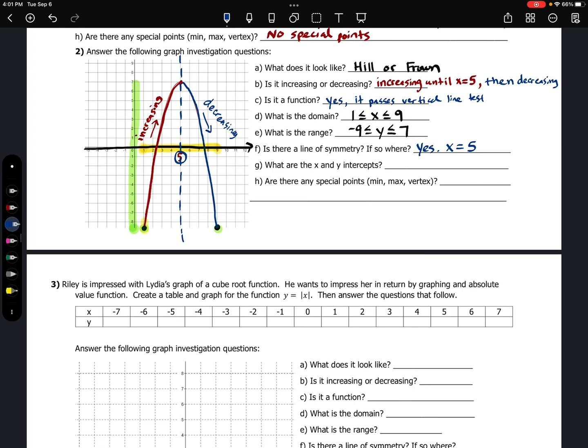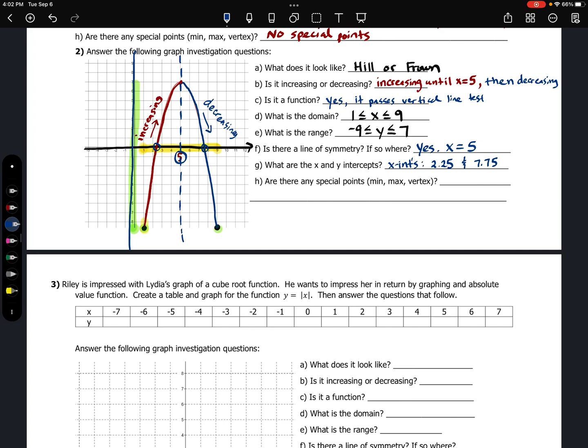It says what are the x and y intercepts? Okay. Well, it doesn't look like this one touches the y-axis, because here's your y-axis way over here. It's not even touched. It does touch the x-axis, though, right here and right here. We might just have to estimate it. So we'd say our x-intercepts are, let's see here, about 2.25. And over here, maybe about 7.75, because it's definitely between 7 and 8.